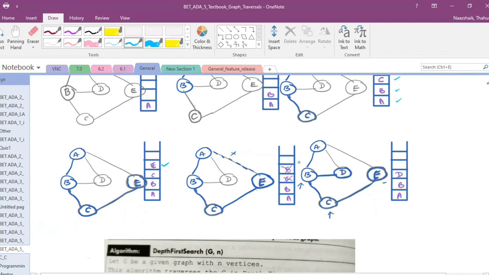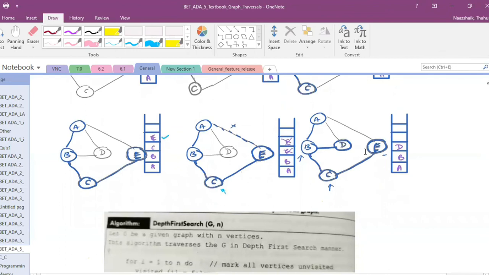Okay, so E is gone. So that's how you come back. Now you are at C, because maybe I did two steps in this. Let me show you the middle. So your stack initially is A, B, C, and E. This is how your stack was, okay?